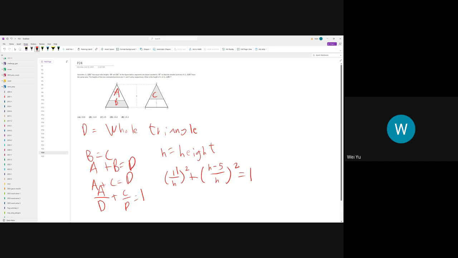So now let's multiply by h squared. So 121 plus h squared minus 10h plus 25, that's just the square of this, is equal to h squared. The h squares cancel out, and 25 plus 121 is 146. So 146 is 10h, so h is 14.6.